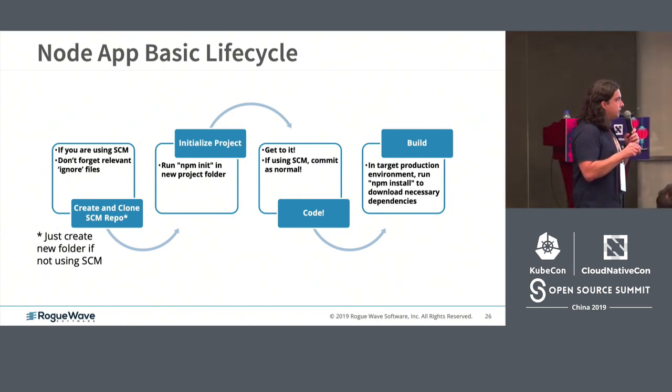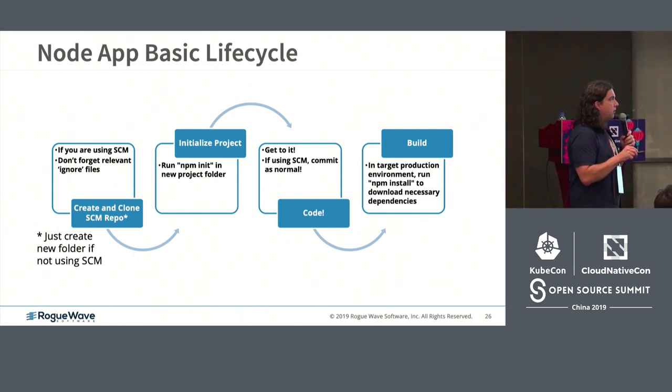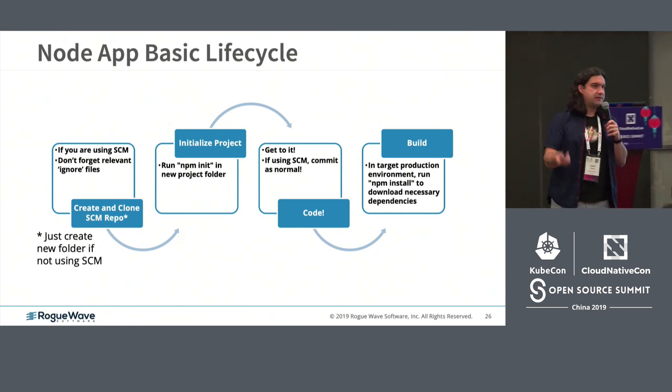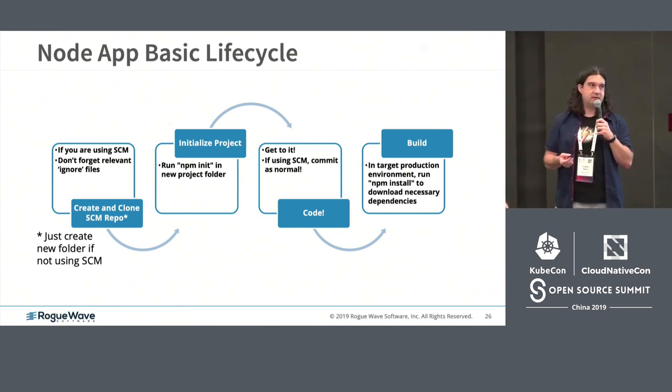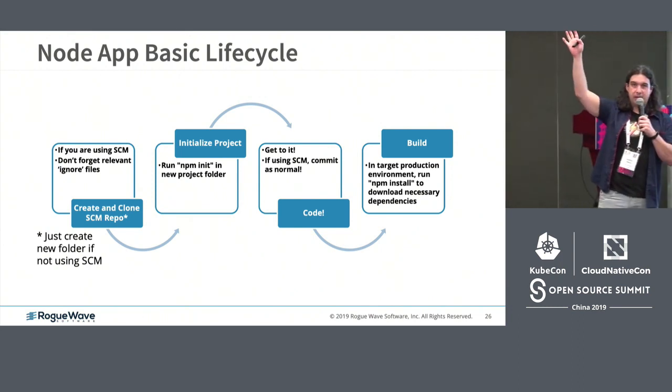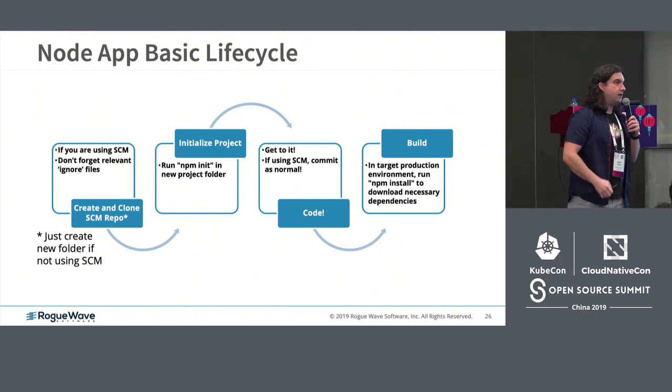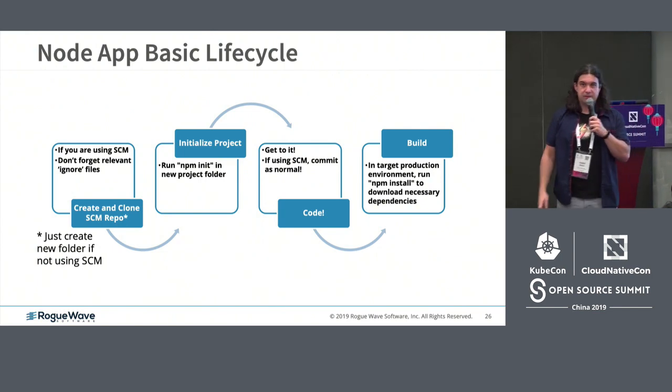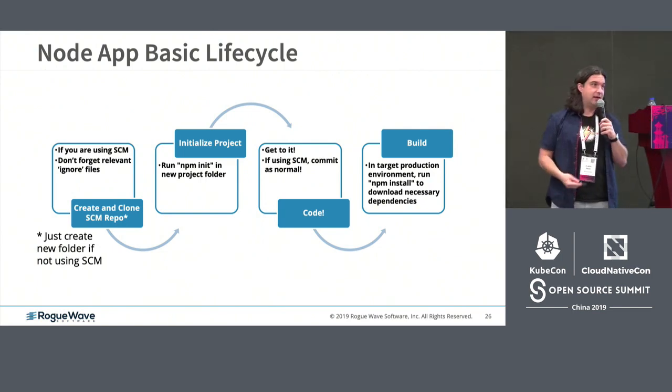So in our target production environment, we're going to run npm install. That's going to download all of our necessary dependencies. When we see our package.json file in a minute, this npm install will actually go out to the npm repository and pull all the modules down, which is effectively the build process for Node, because again, we're not compiling anything.